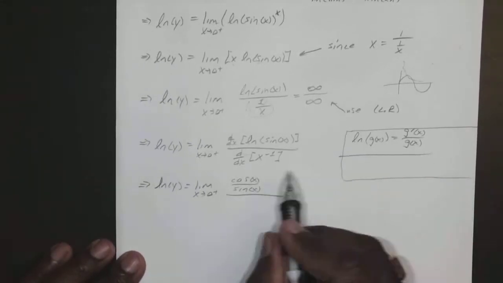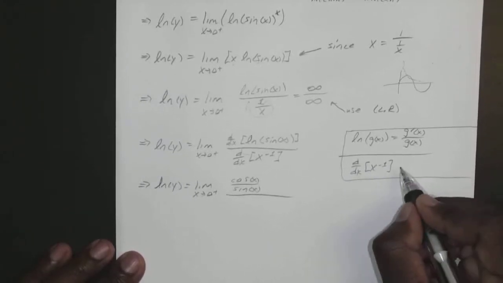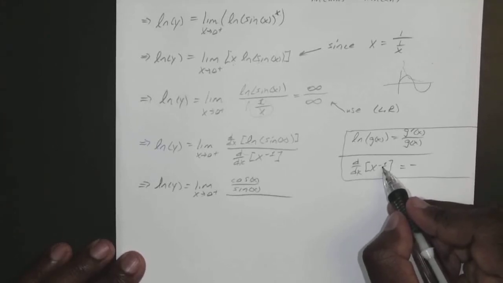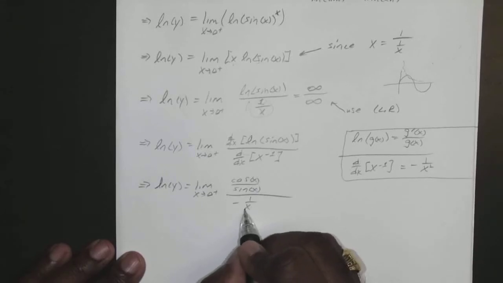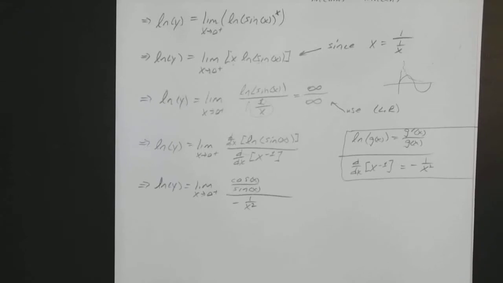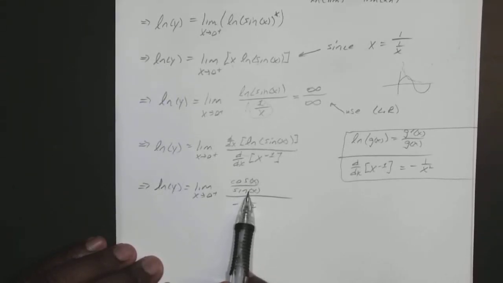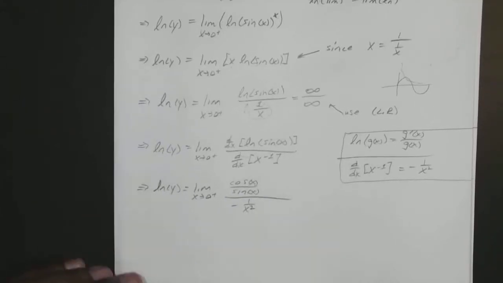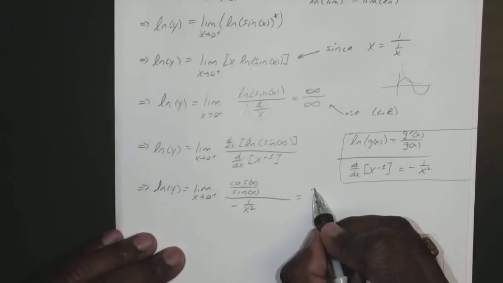Divided by the derivative of x to the negative 1, which is negative x to the negative 2, or negative 1 over x squared. Okay. So here, if we plug in 0, this gets closer and closer to 1, and this gets closer and closer to 0. So if you have a number getting closer to 1, divided by a number getting smaller and smaller, that's actually approaching infinity.